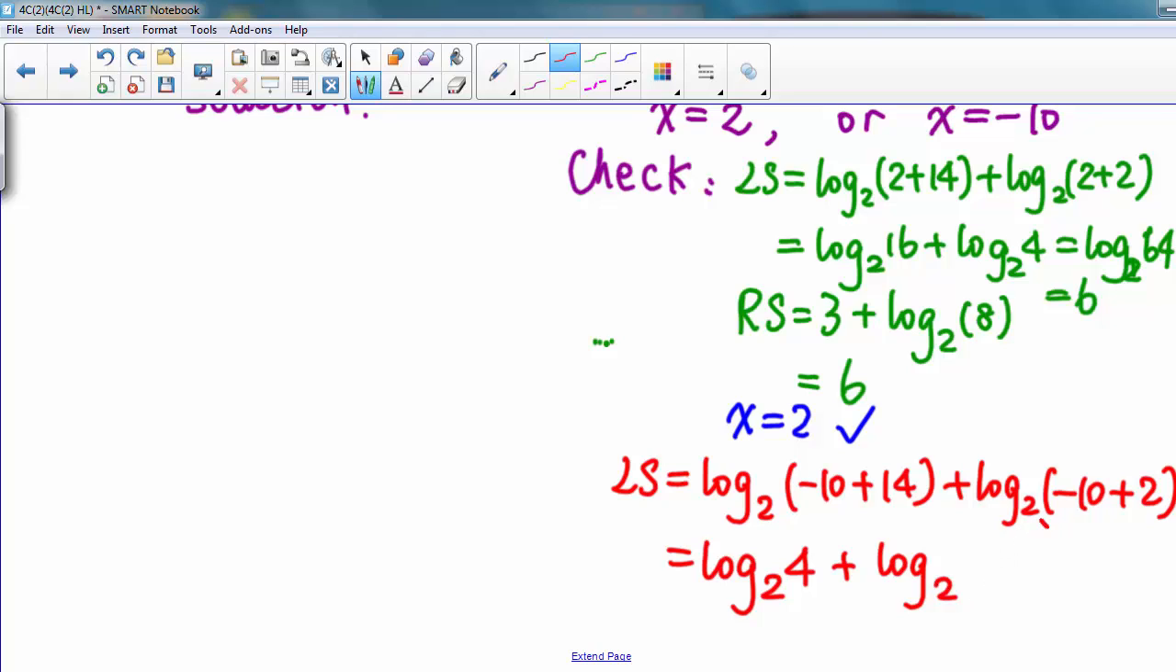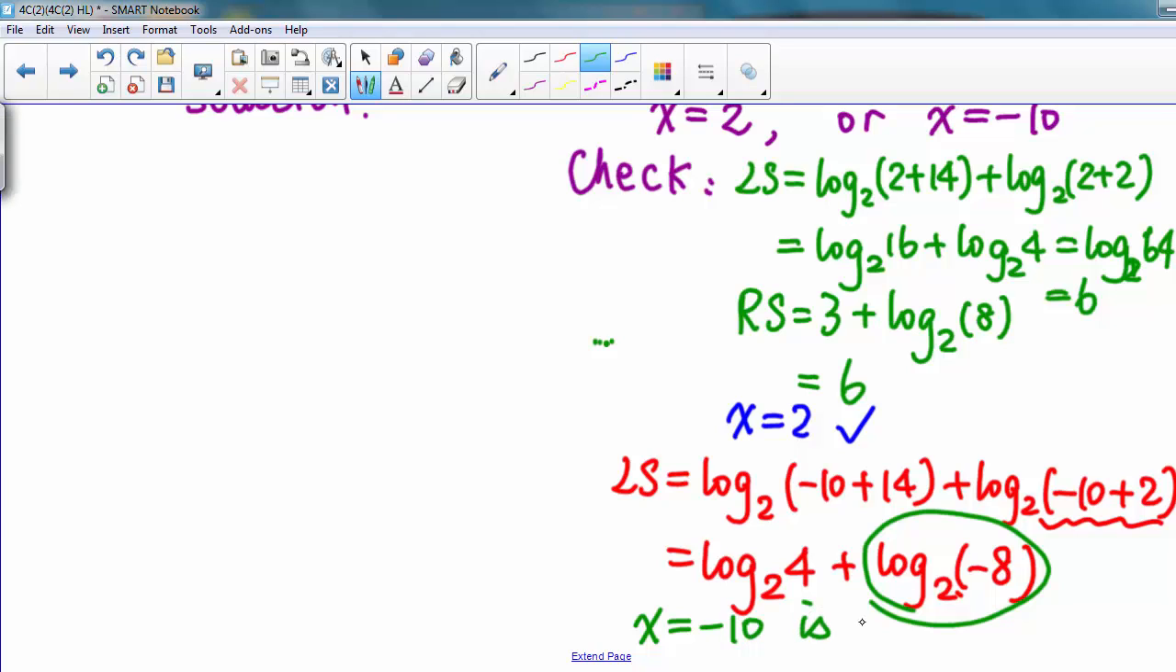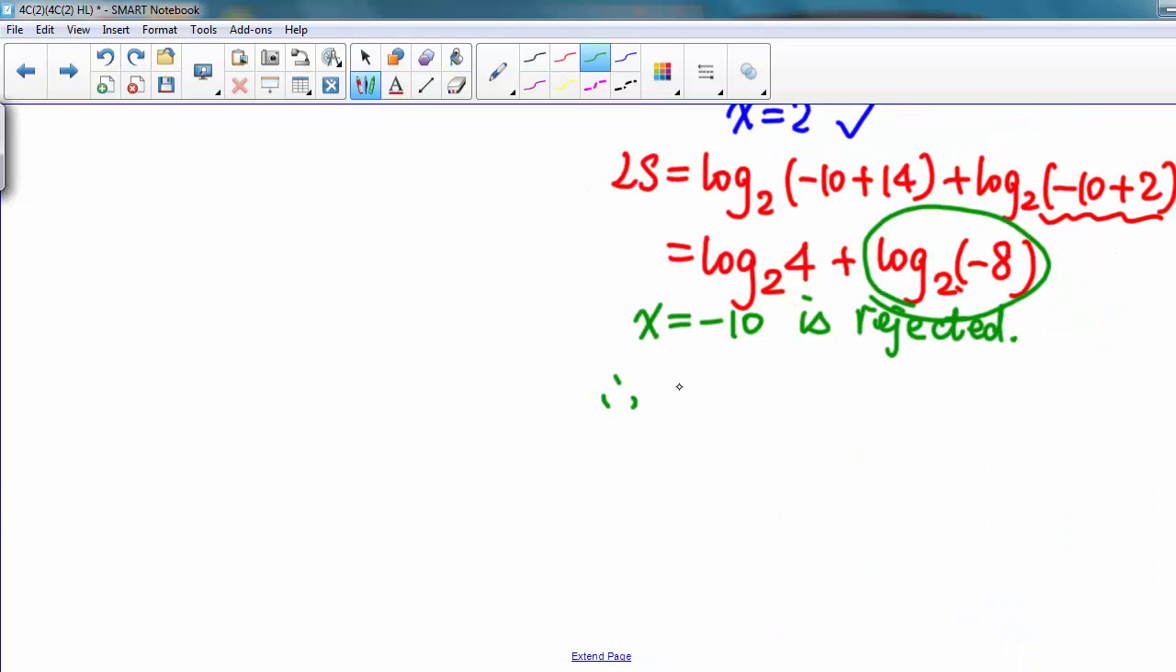In this checking, this argument is a negative 8 value. So the argument is negative. It's not going to happen in a logarithm. So this one is undefined, which means x equals negative 10 cannot make the arguments positive. So x equals negative 10 is an extraneous root and should be rejected. So the final conclusion is the original equation only has one solution, which is x equals 2.